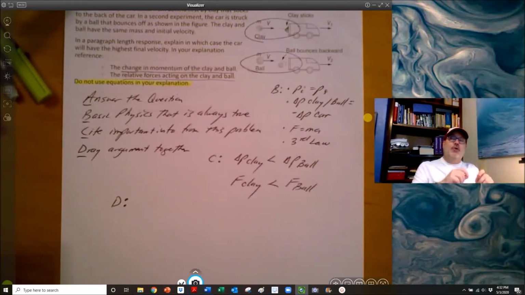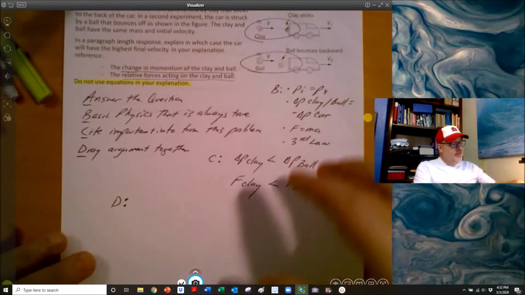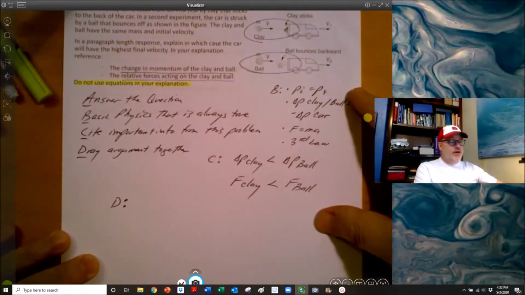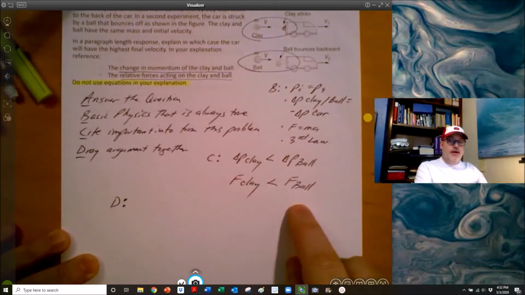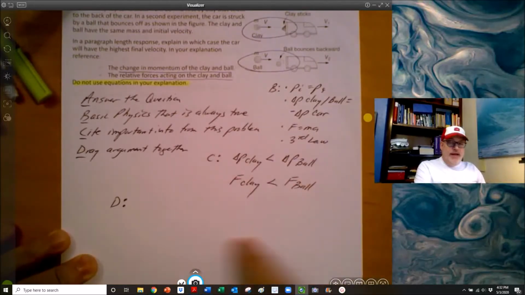So the force on the ball is bigger than the force on the clay. All right, all you gotta do is write that out. So if you want to do this on your test, this is what I would recommend. Have some brainstorm area, put your stuff together, and then write it out in words.